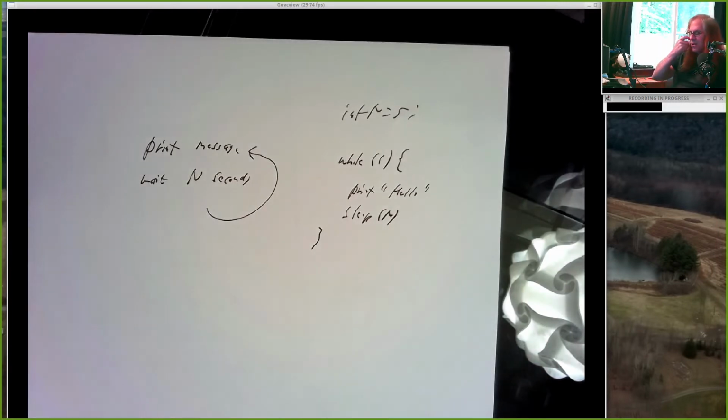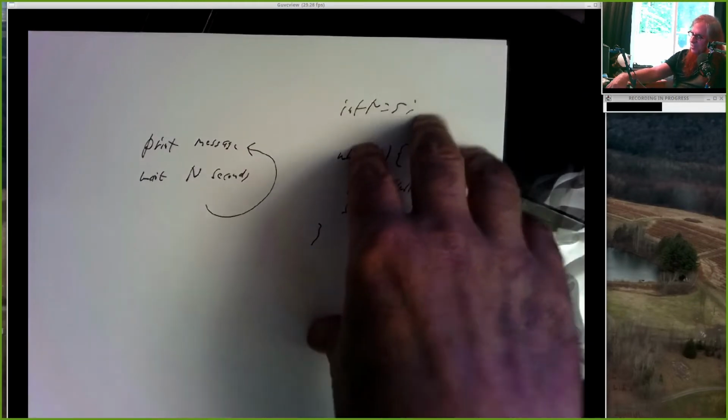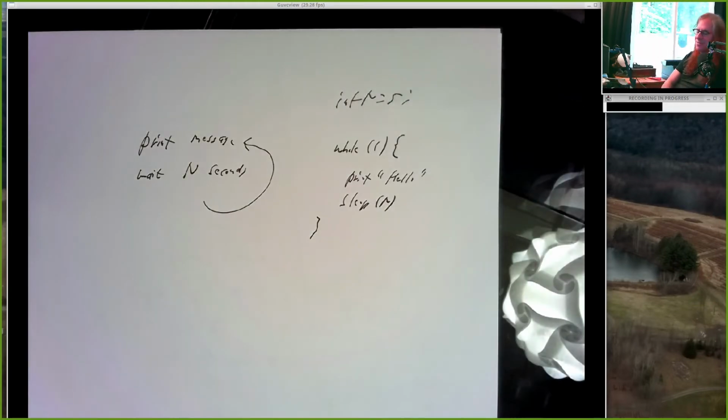While this thing is running, what if I want to change the value of n? What if I want the user to be able to turn a knob and change how quickly these messages are coming out? So during the execution of this, I want to change n from 5 to some other value. Well, how do I do that?